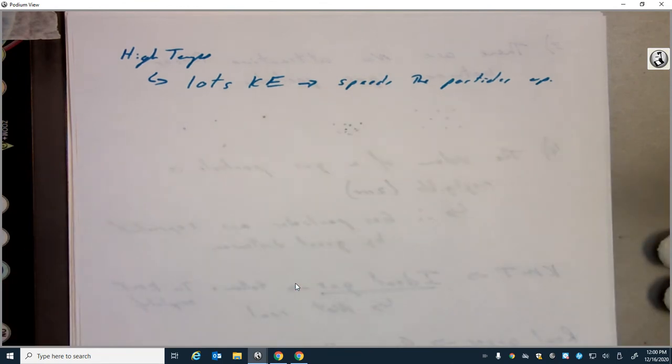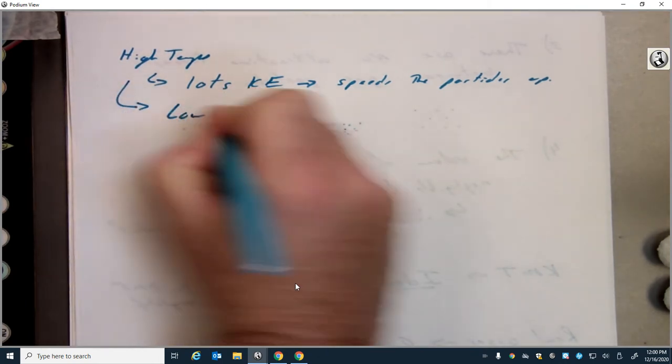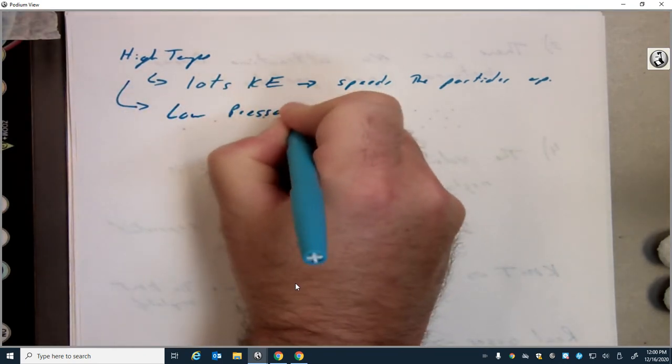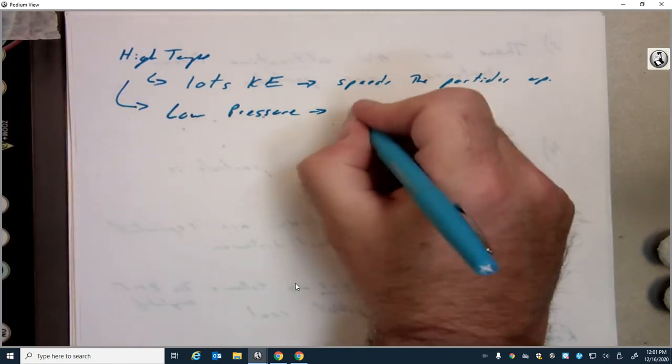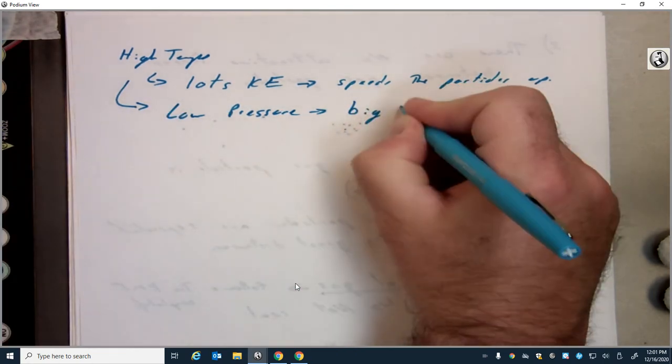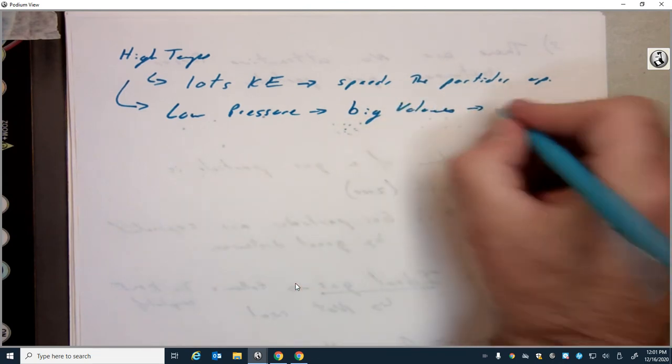Now, what does low pressure do for us? Well, if something's at low pressure, that means it's going to generally have big volumes, which means we're going to spread out the particles.